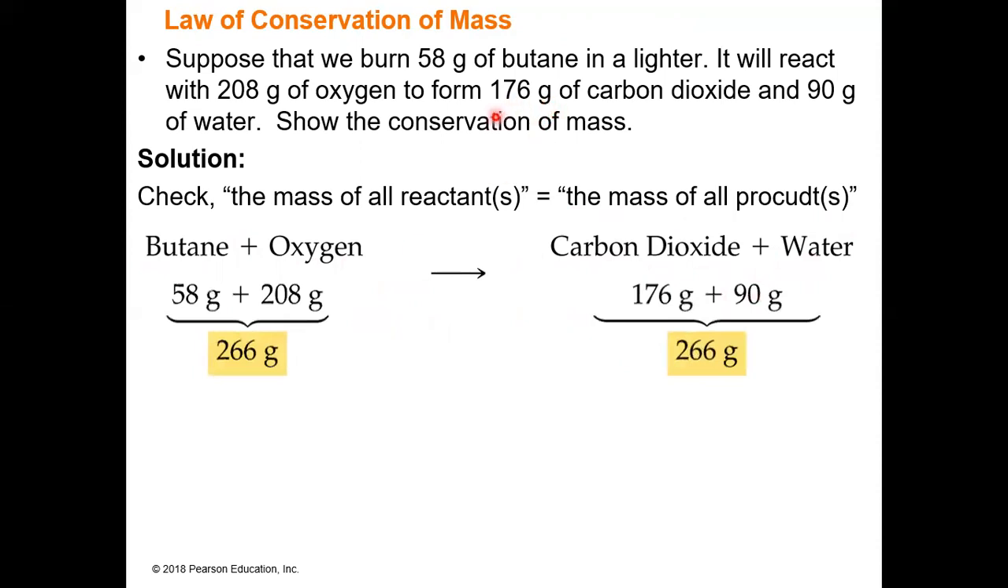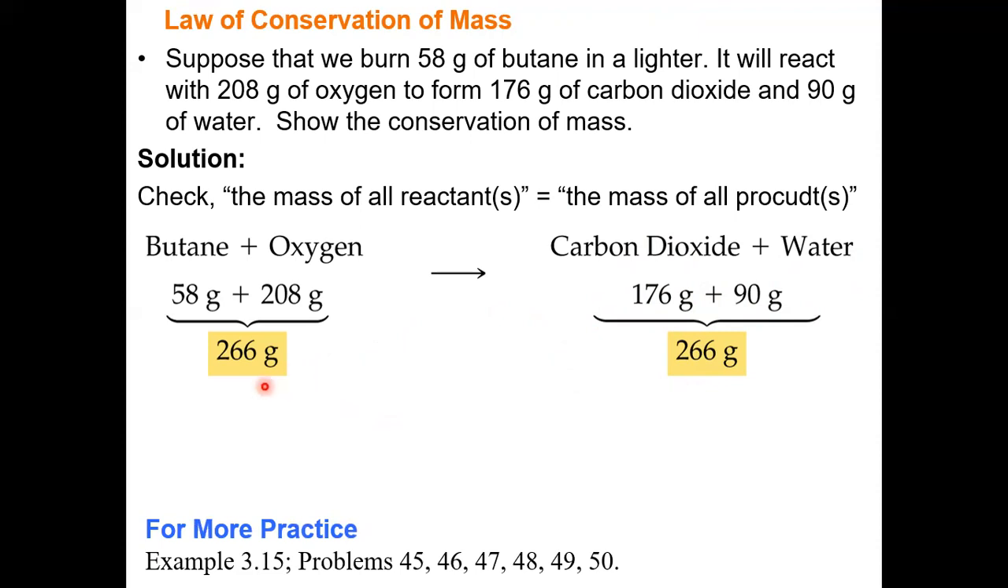And we are given the mass for the butane and for the oxygen. Adding the mass of butane, 58, with the mass of oxygen, 208, we get 266 grams. We are also given the masses of the two products: 176 grams of carbon dioxide and 90 grams of water. Adding these two numbers, we also get 266. So therefore, we see the conservation of mass, which means the mass of the reactants equals the mass of the products.